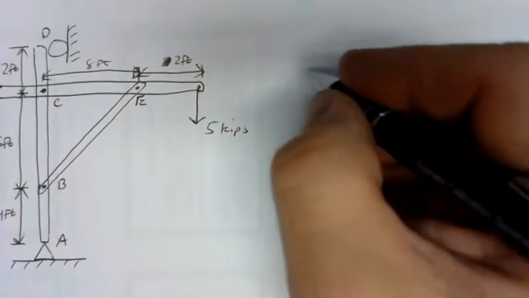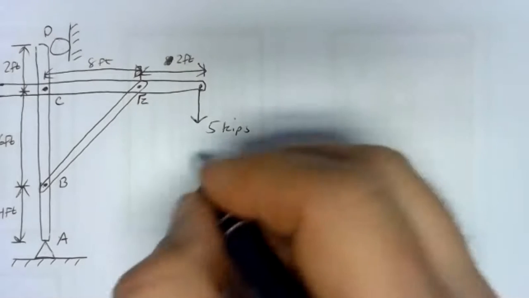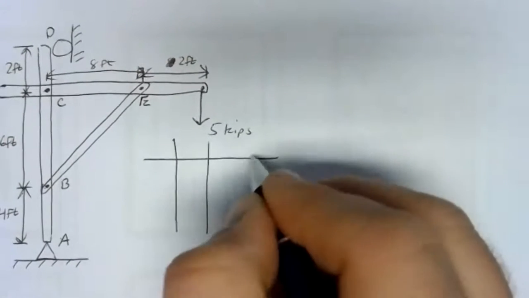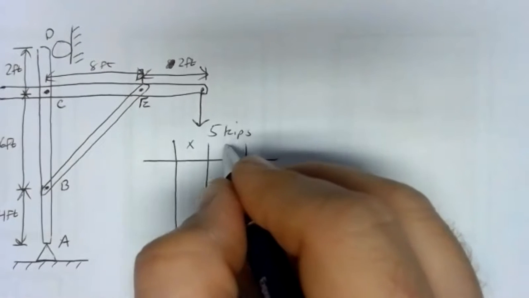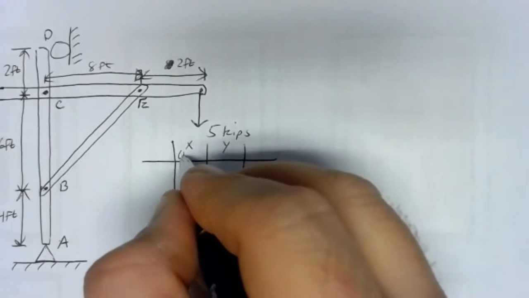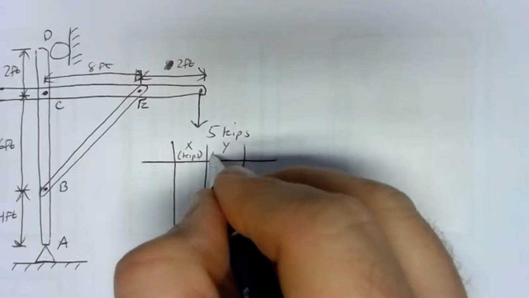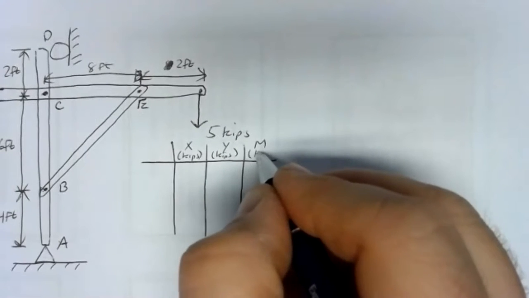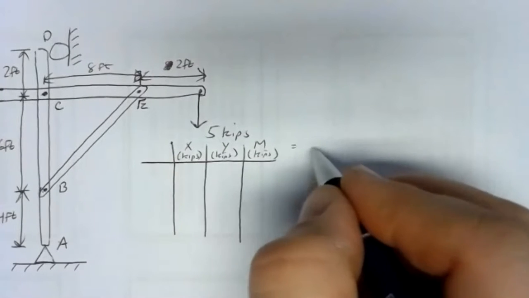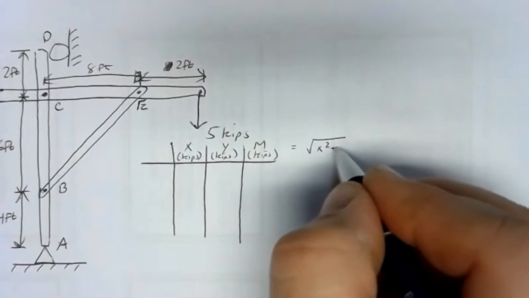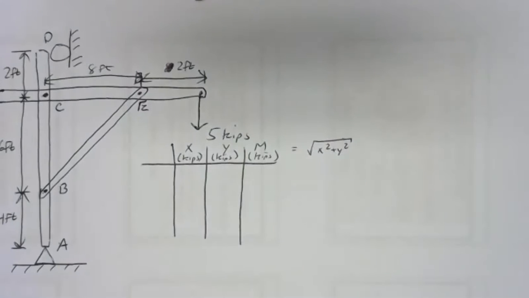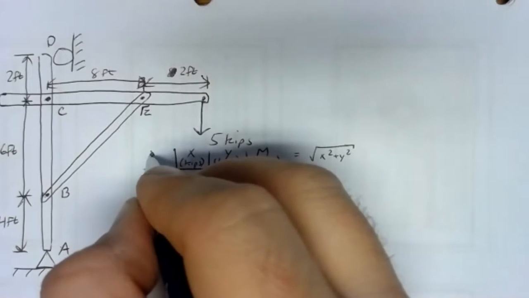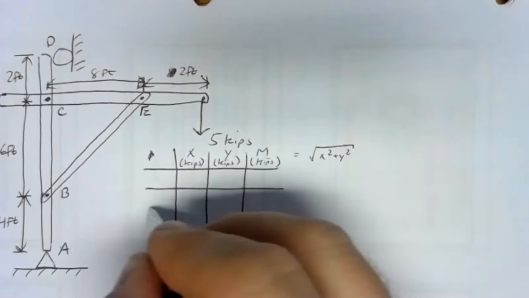So in our table, for our answers here, we'll have our columns, our X forces and Y forces, and these would all be in kips. And our magnitude for our final answer, where the magnitude, remember, is the square root of the X force squared plus the Y force squared.